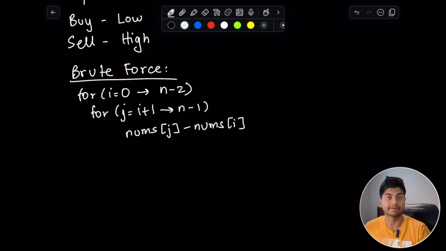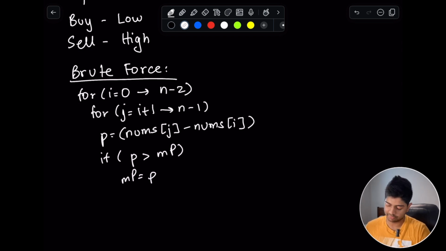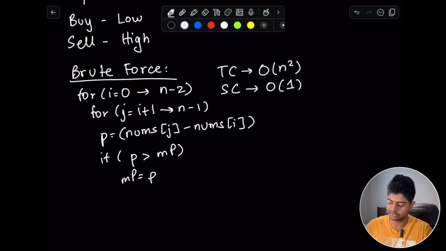This is going to be our profit, right? So this right here is going to be the profit. I'll just label it as P and say, hey, if P is greater than my max profit, which is MP, then MP should become P. And then we're going to keep doing this, and it's going to go through all possible pairs. And you'll see that the time complexity here will be O of n squared, right? Because we have the double for loop, and our space complexity would just be O of 1, right? There's no extra space we're taking.